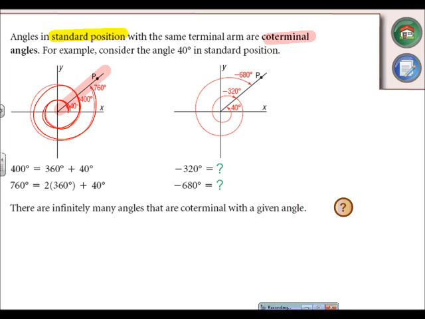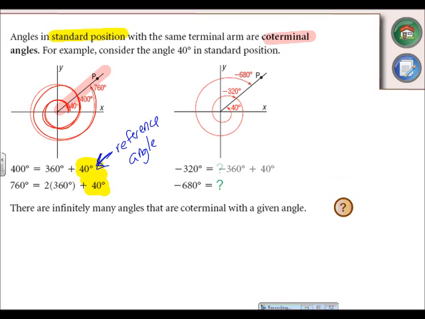This 40 degrees that we're showing here has a special name. That right there is our reference angle. But we could also take it in the negative direction. Same thing, going around backwards.